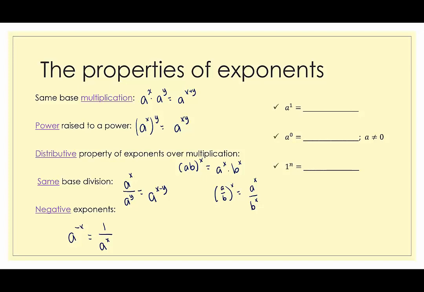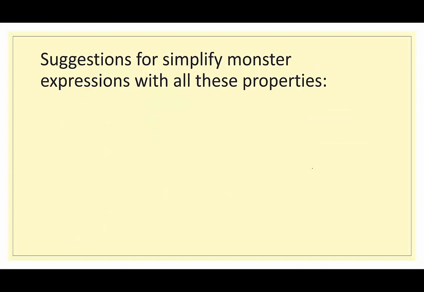Other properties, we have our invisible exponent. Our invisible exponent is 1. So a to the first is the same as a, or a is the same as a to the first. If a does not equal 0, but it's some other real number, and it's being raised to the power of 0, that equals 1. And 1 raised to any power at all is 1.